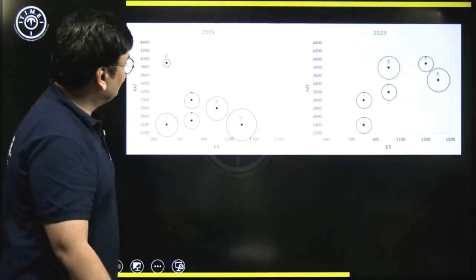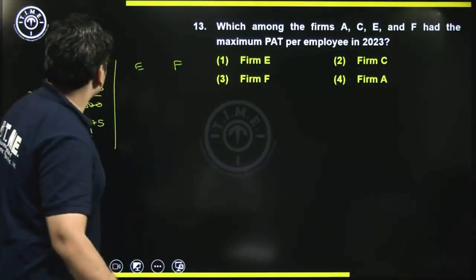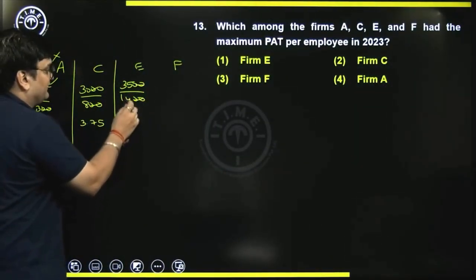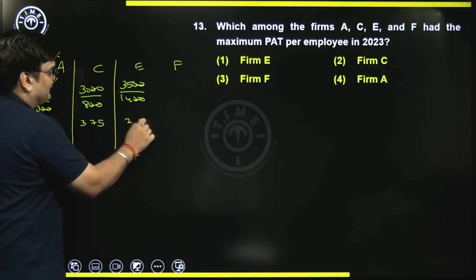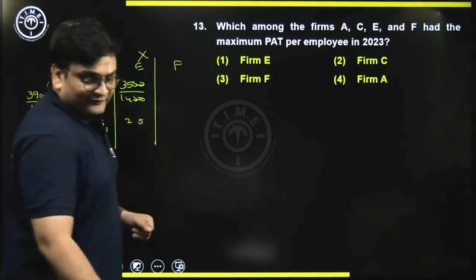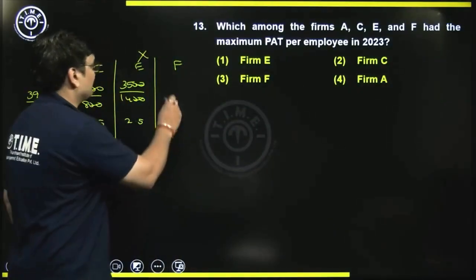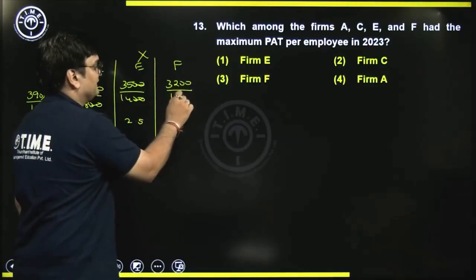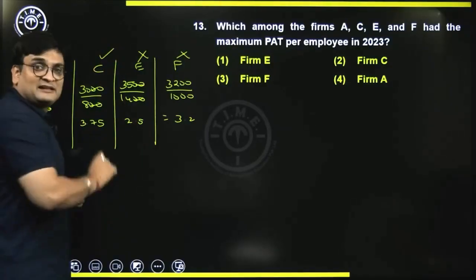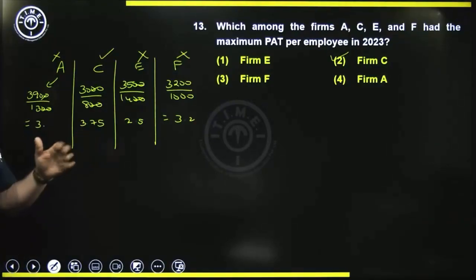Let us compare E value. How much is E? E is 3500 by 1400. So 3500 PAT by 1400 employee strength. When you simplify, this will be 2.5. Clearly not the answer because I have a higher value here. Next F. Now if you look at F, PAT is 3200 by 1000. So 3200 by 1000 is clearly 3.2. Still lower than 3.75, not my answer. So can I say option choice B, second option, will be our correct answer. Firm C is the correct answer.